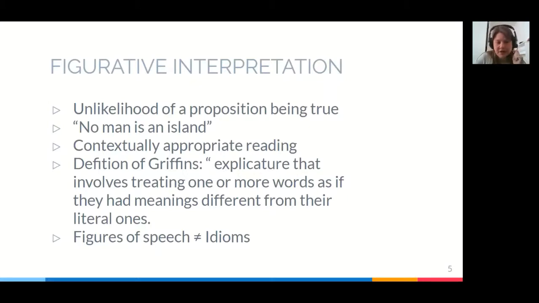So the definition of Griffiths, I'm sorry, I wrote it wrong, is: a figurative interpretation is necessary when the explicature involves treating one or more words as if they had meanings different from their literal ones. So you're always going to test in your head, oh, "no man is an island."